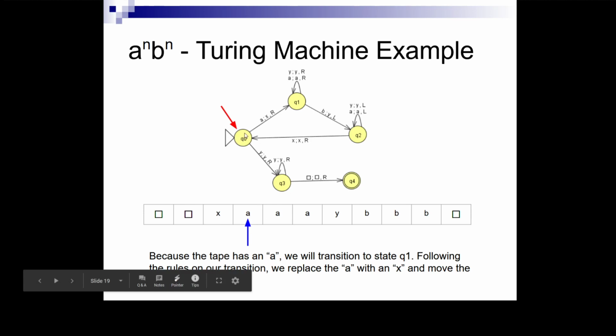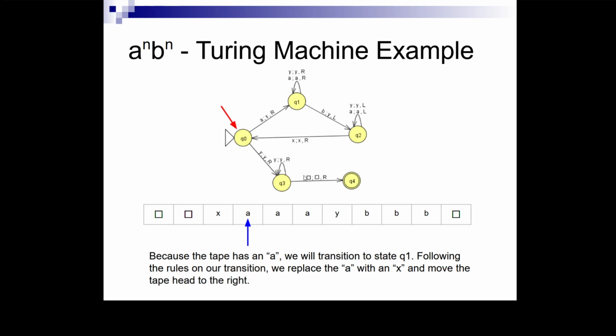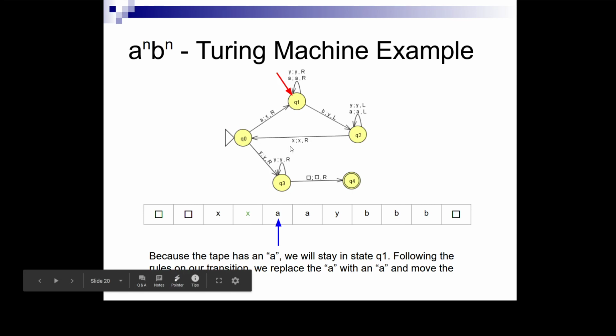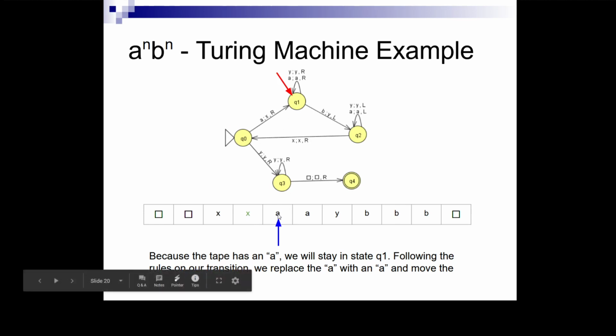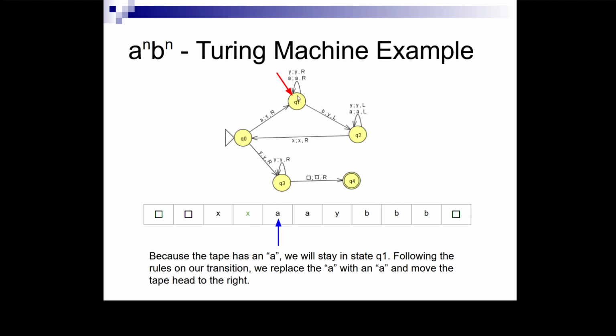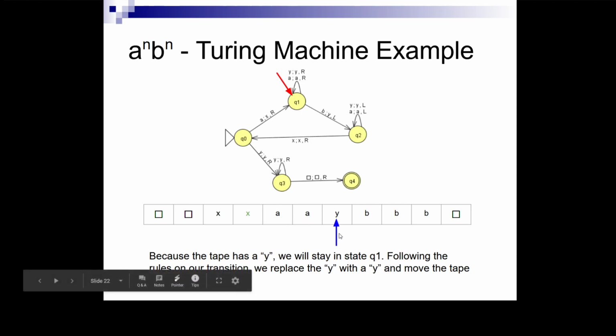So we're going to replace this A with an X and move our tape head to the right, all while transitioning to state Q1. So we now have a new X, and we're in state Q1. We're pointing at the next A in our line. Well, from state Q1, if we get an A or we get a Y, we're going to replace it with itself and move to the right. So we found an A, leave it alone, move to the right. Found an A, leave it alone, move to the right. Found a Y, leave it alone, move to the right.